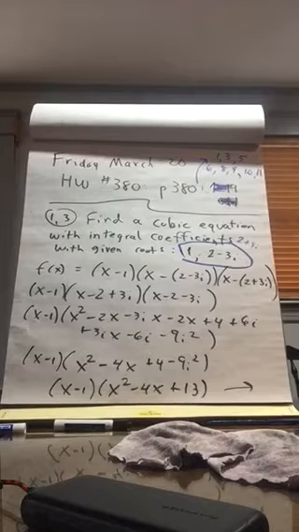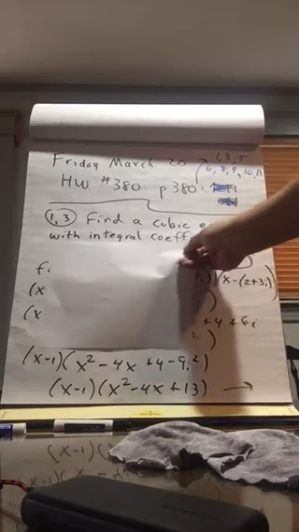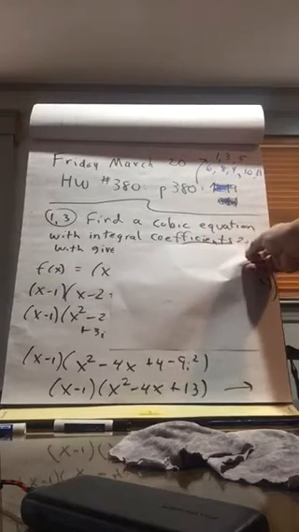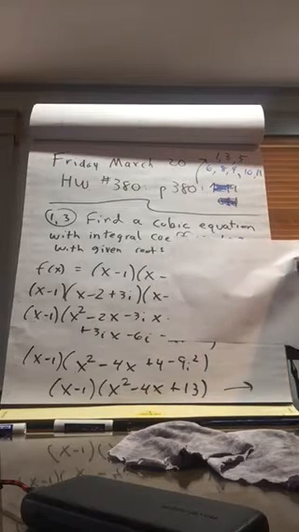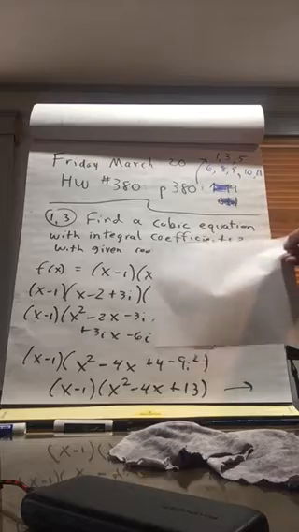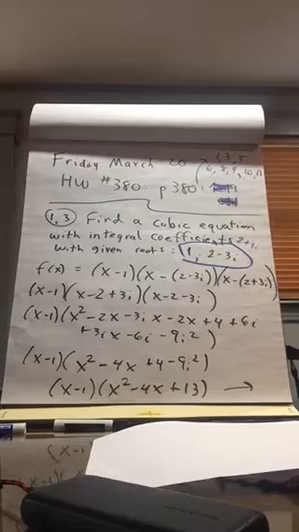Let's go through it. The first part says, find a cubic equation with integral coefficients with given roots. All right, find a cubic equation. That means it's going to be x cubed. With integral coefficients, that means the coefficients are going to be like 5 and -2. There won't be any square roots or i's in the coefficients. So they'll give you roots. I'm going to come back to this one. This one's more complicated. I'm going to start with the next page first.